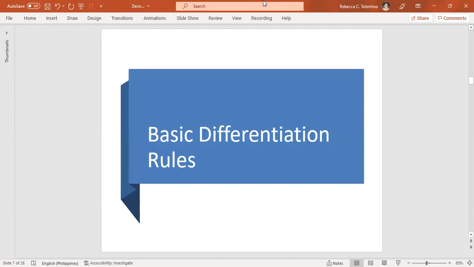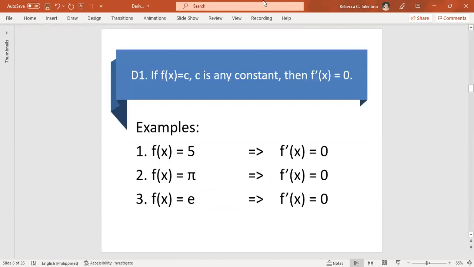However, you don't need to perform the 4-step rule every time you want to get the derivative of a function, because we have already a bunch of differentiation rules. The first rule is if f of x is c, meaning c is constant, then f prime of x is 0. So this rule simply says that the derivative of any constant is 0.